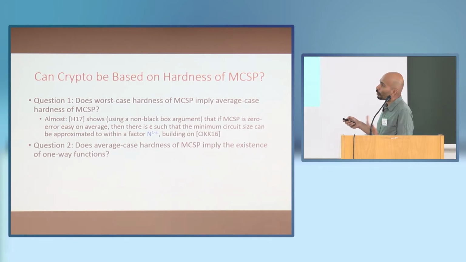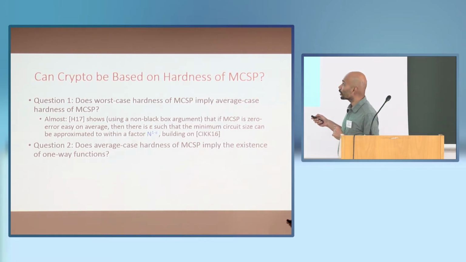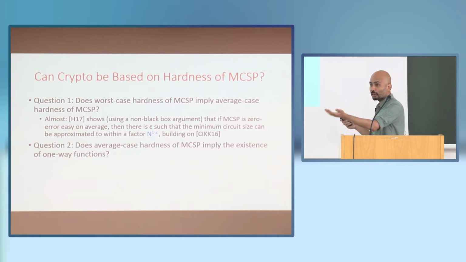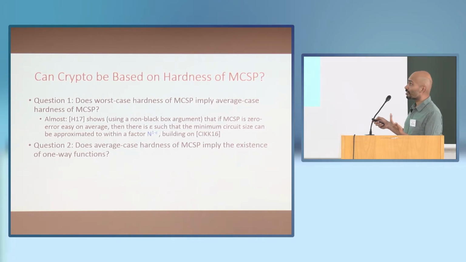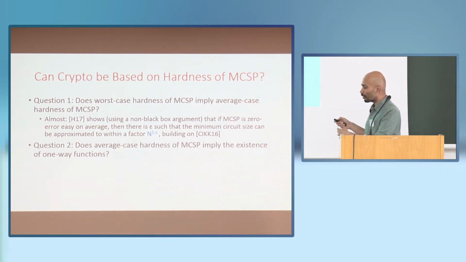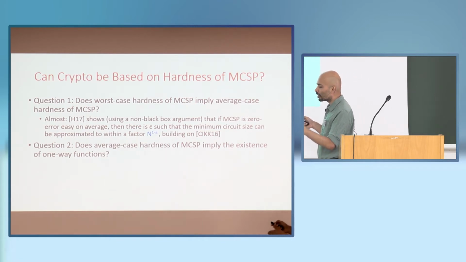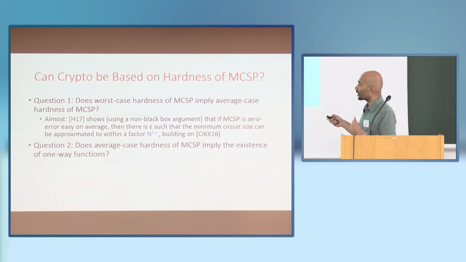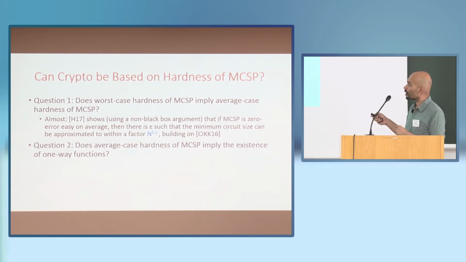For the first question, I'm not going to talk about this very much, but there is a very interesting paper by Shuichi Hirahara last year, which shows, using a non-black-box argument closely related to the question you asked, Benny, and the answer I gave, that if MCSP is 0-error easy on average, then there is some epsilon such that the minimum circuit size can be approximated to within a factor n to the 1 minus epsilon, which is already non-trivial. So you give me the truth table of a Boolean function, and I can output a number within an n to the 1 minus epsilon factor of the correct circuit complexity of that function. So it's not quite a worst-case to average-case reduction, but it's an approximation to average-case reduction.